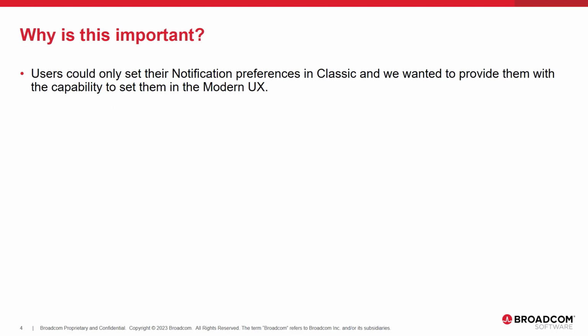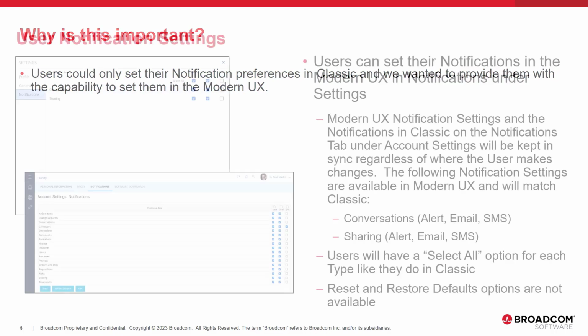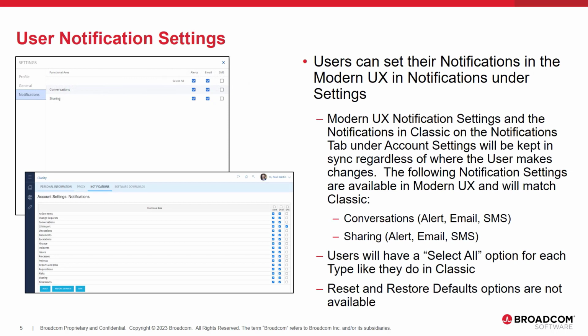This is important because prior to this release, users could only update their notification preferences in Classic, and we wanted to provide another mechanism for them to be able to do that within the modern UX. Users will be able to actually change their notifications in modern under Settings. So if you navigate to Settings, there's a new notification menu option. And you can see here that conversations and sharing is available.